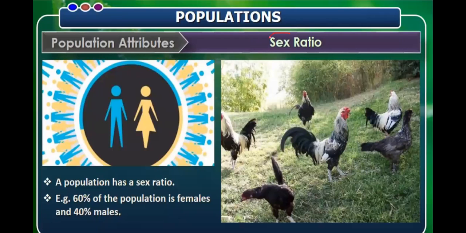Now, another attribute of population is sex ratio. A population has a sex ratio. Example, 60% of the population is female and 40% of the population is male.